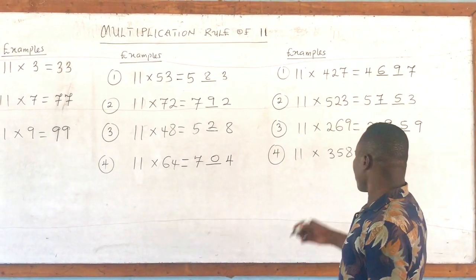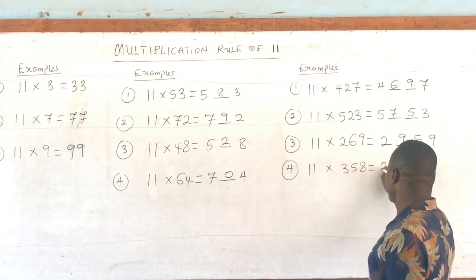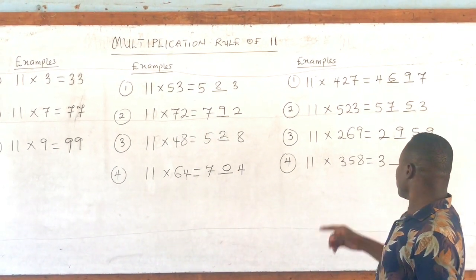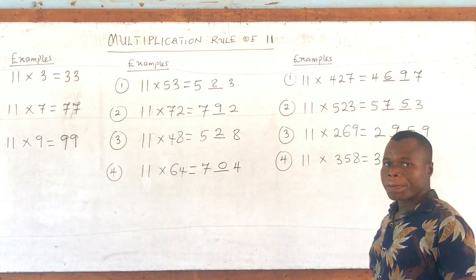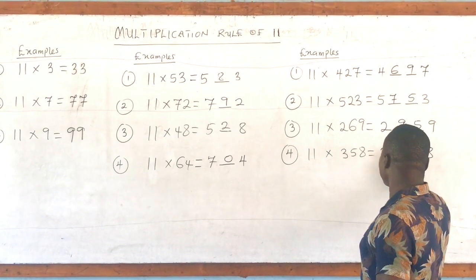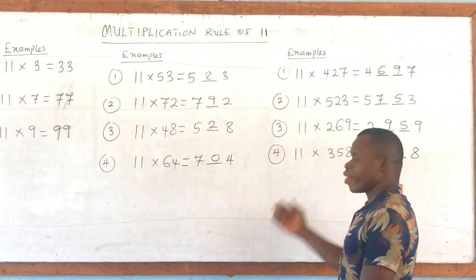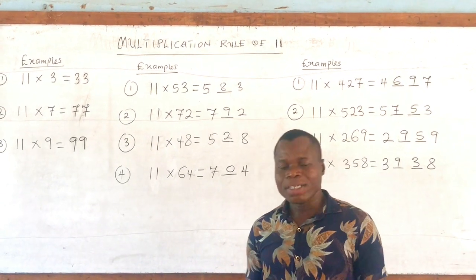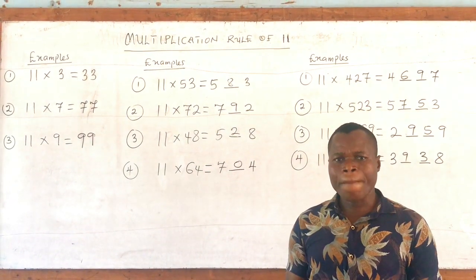If I take 258 multiplied by 11, what I'll do is I'll just write my 3, write 8, and leave 2 spaces. Now, 3 plus 5 is 8. Then 5 plus 3 is 13, but I can't write all the 13. What I'll do is I'll write the unit digit of 13, and then add the 1 to 8, and it will change to 9. Meaning 11 times 258 is 3,938.